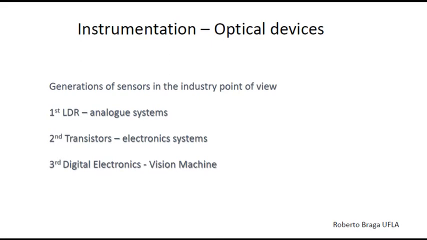Hello, I will talk to you about a superficial view, a highlight about optical sensors, and I will do it by didactically dividing these sensors with respect to their evolution. I separate them into three generations: the first generation, the analog; the second generation, the transistor generation; and then the third, which means the digital electronic generation.